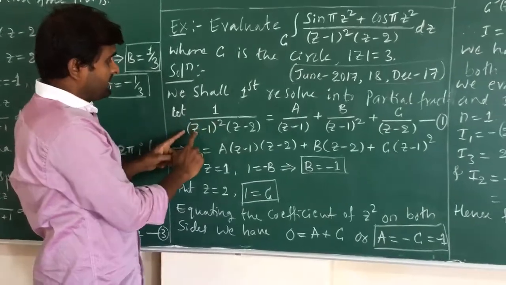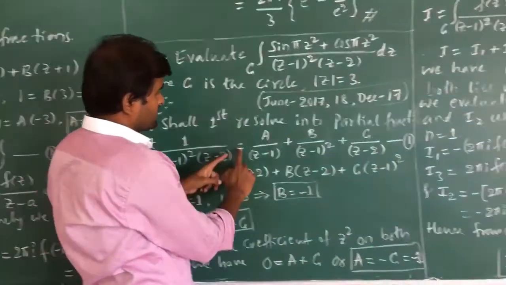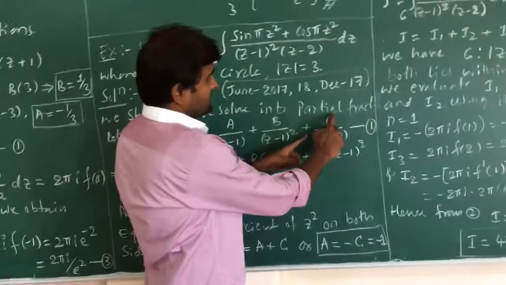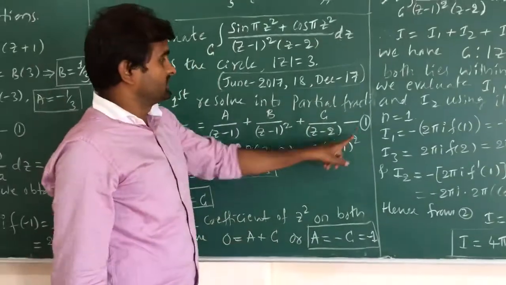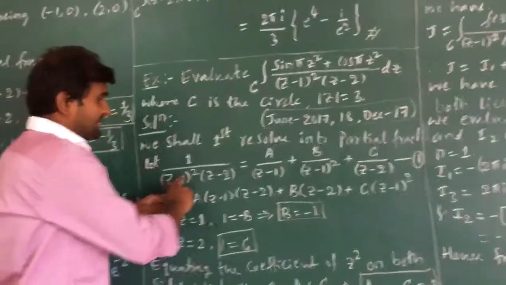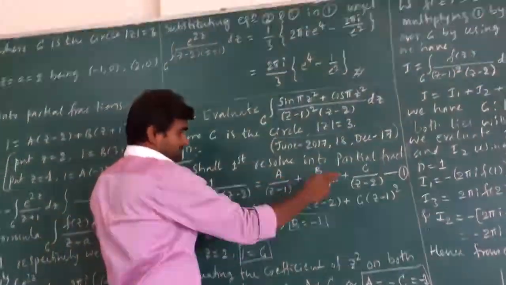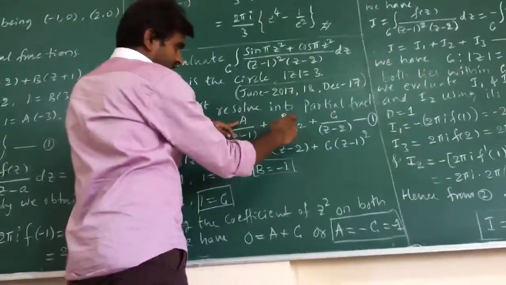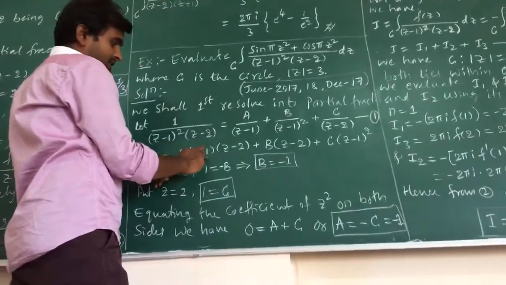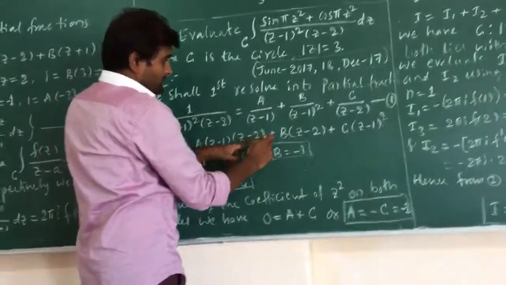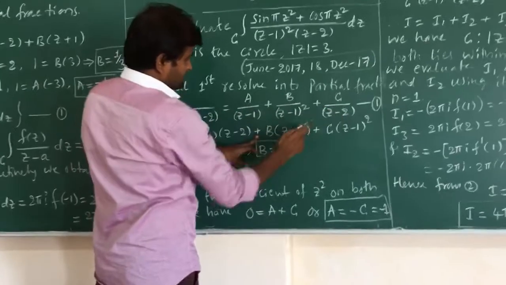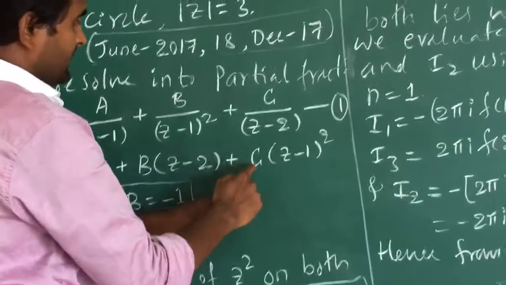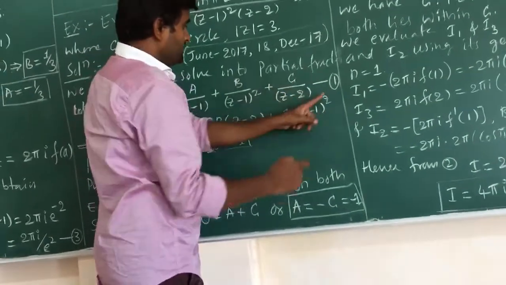Now let 1 by (z minus 1) whole squared into (z minus 2) equal to a by (z minus 1) plus b by (z minus 1) whole squared plus c by (z minus 2). Call this equation number 1. Taking the LCM, both LCMs get cancelled. Now 1 equals a into (z minus 1) into (z minus 2), plus b into (z minus 2), since one term gets cancelled, plus c into (z minus 1) whole squared.